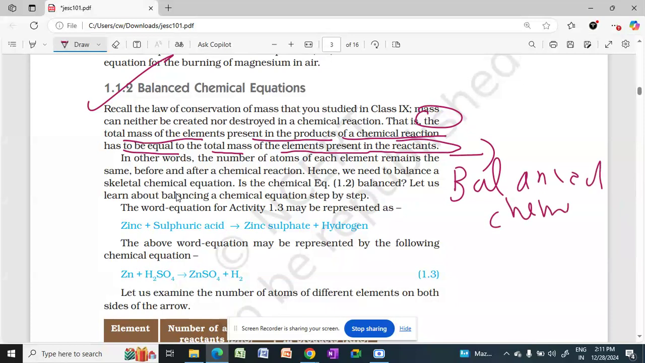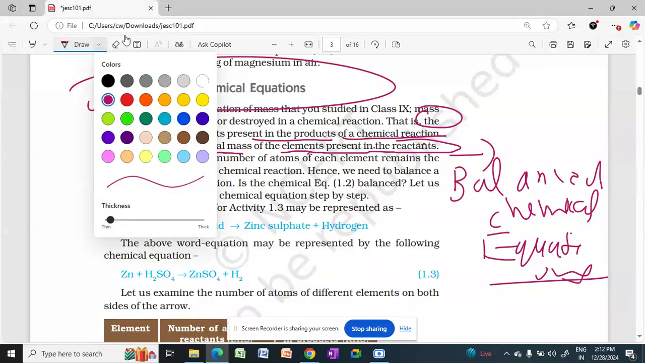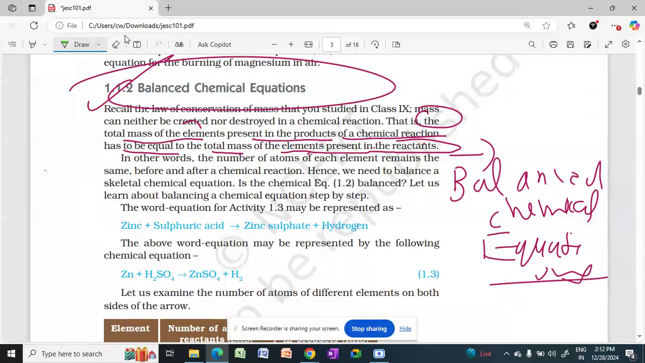So what is a balanced chemical equation? It is an equation where the total mass of the elements present in the products is equal to the total mass of the elements present in the reactants. Mass should be equal on both sides, reactant as well as product. That type of chemical equation, I will call a balanced chemical equation.